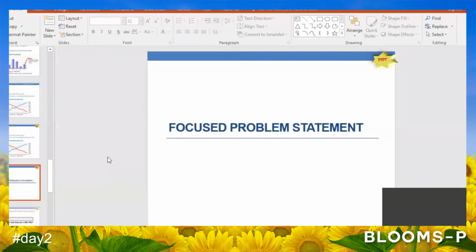Okay, now, let's move to the focus problem statement. Now that you have your data, you analyzed your data, you have presented your data as a team. You will present it to whoever can help you. If you are a TIC, you can present it first to your cluster head, cluster principal, whoever you think can help you.